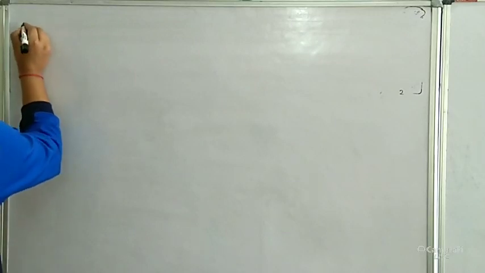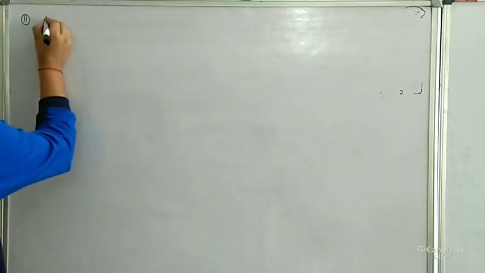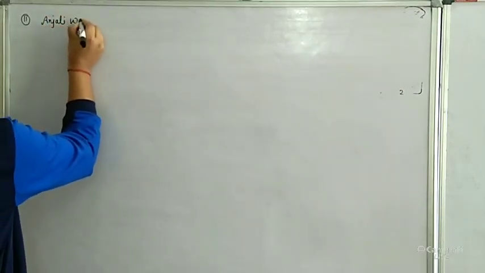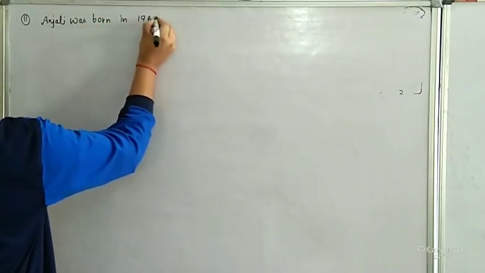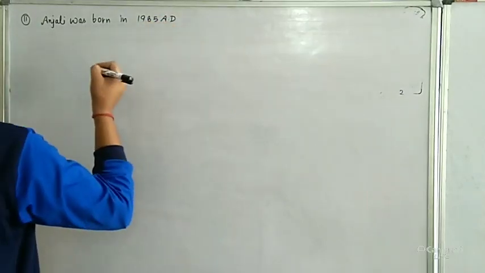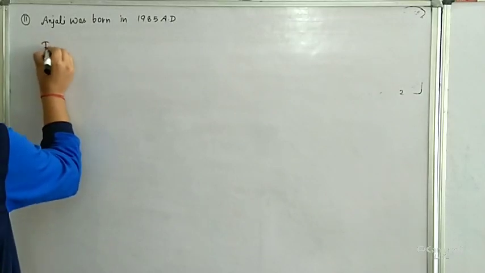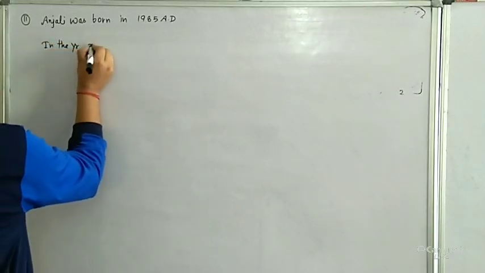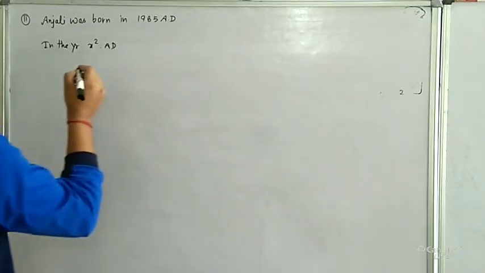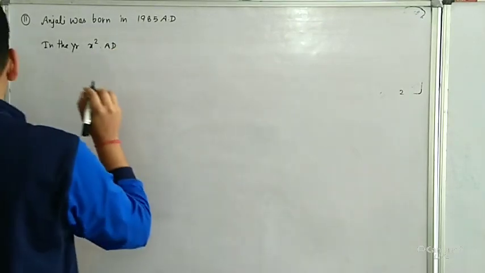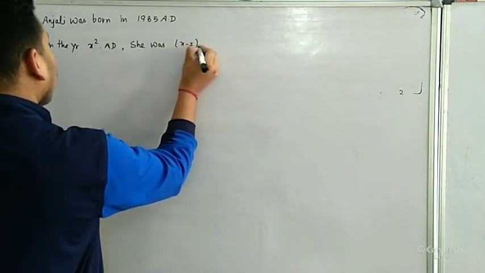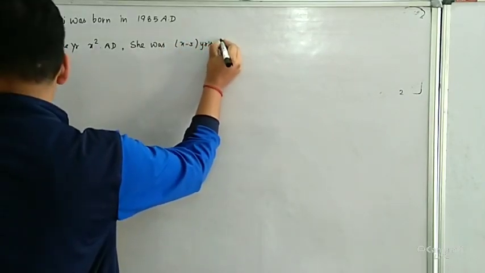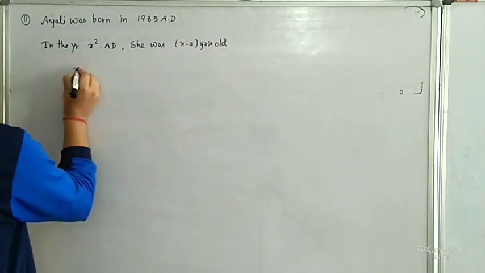Question number 11. So read the question carefully. Anjali was born in 1985 AD. In the year x square AD, she was x minus 5 years old. So the question is: find the value of x.